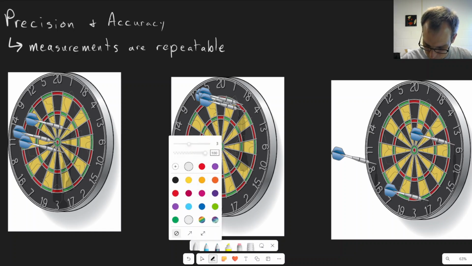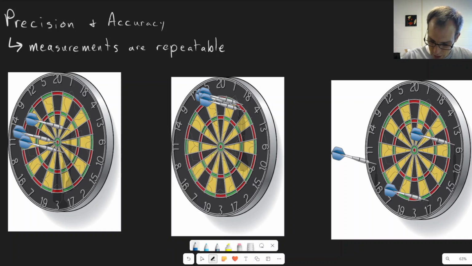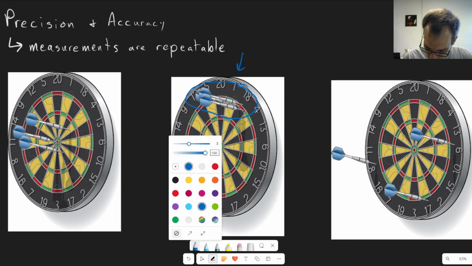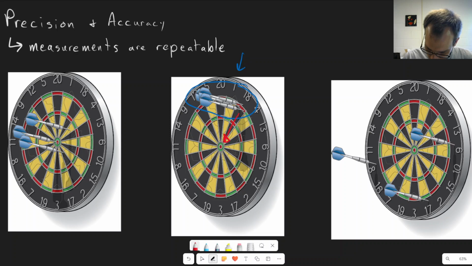If we look at number 2 here, this dartboard is an example of, say, a measurement that's very precise. It's landing right here on this red square pretty much every time, very close to each other. All the darts are very, very precise. We're getting the same thing every time. But the true value is over here at the bullseye. So this is an example of something that is precise but not accurate.